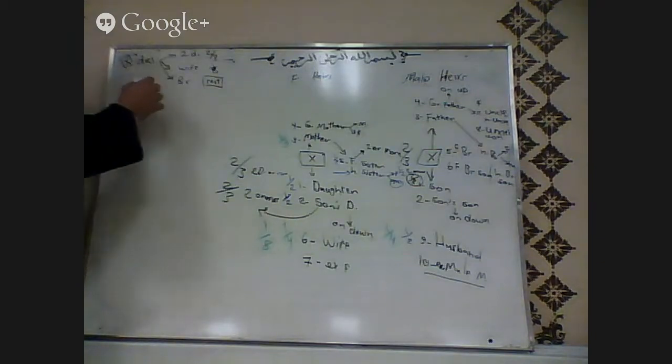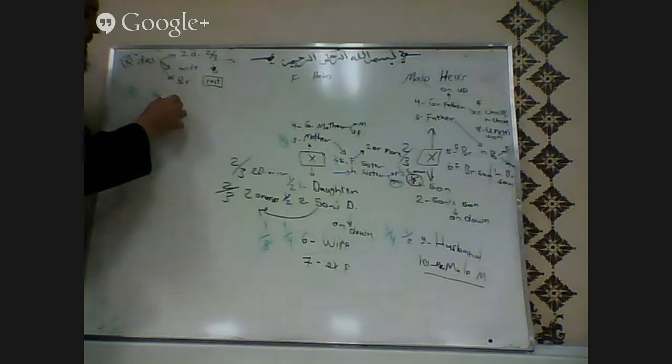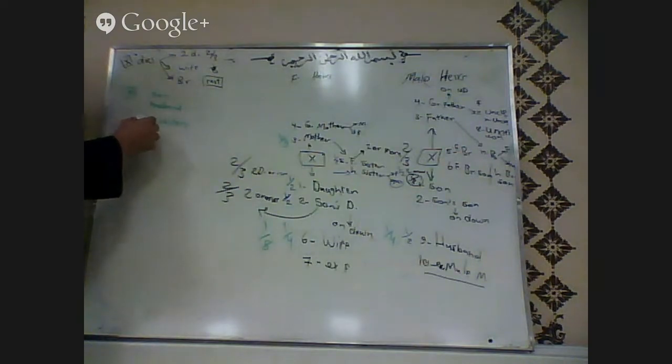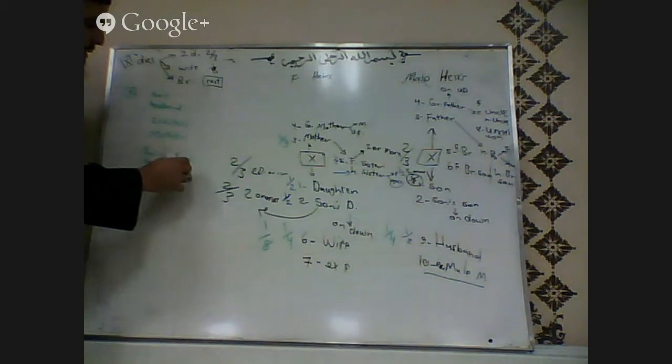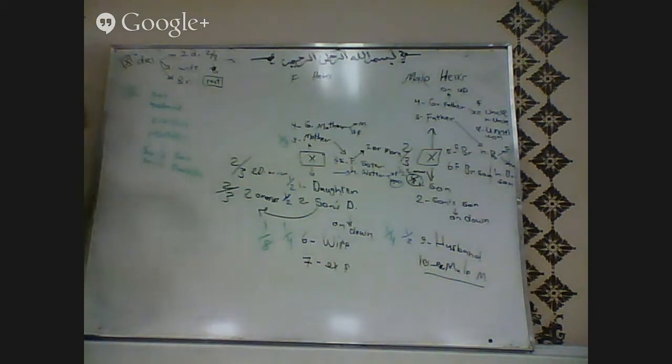Okay, let's assume X dies and he left behind a son, husband, 2 full sisters, a mother, son's son, and son's daughter. Let's always start with a husband or wife. A husband will take what?